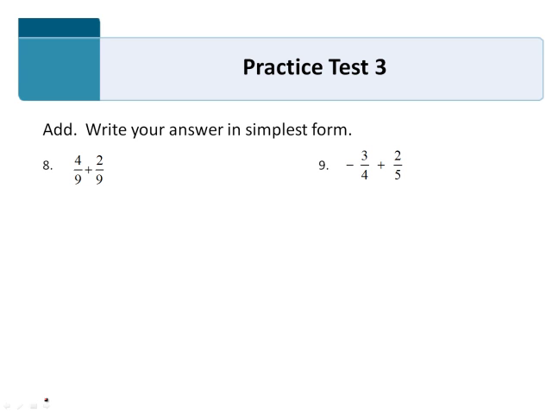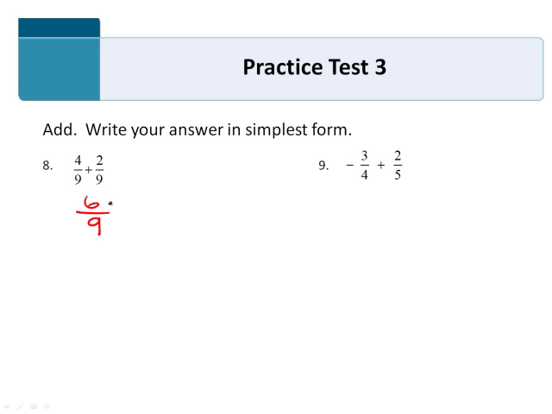Number 8 and 9. Write your answer in simplest form. So remember, with fractions, adding and subtracting, you have to have a common denominator. Okay? So look at number 8. This is nice. We do have a common denominator. They're both over 9. So 4/9 plus 2/9 would be 6 over 9.